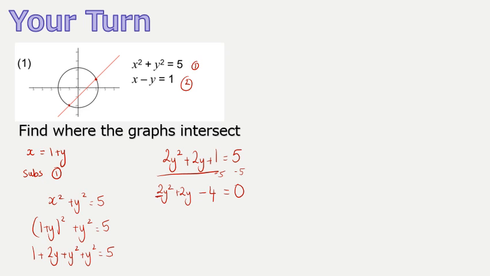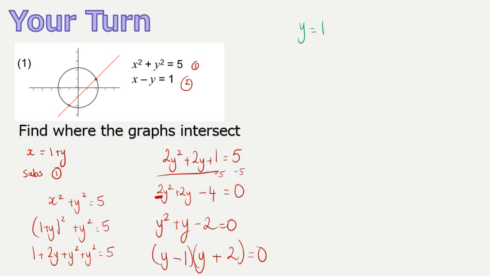Got a coefficient in front of the y squared. Can I get rid of it? Yes, I can divide by 2 for all the terms. And now it's just a case of factorising. y and y, they've got to multiply together to get minus 2, add together to get 1. That's going to have to be plus 2 and minus 1. So my two values of y are y equals 1 or y equals minus 2.